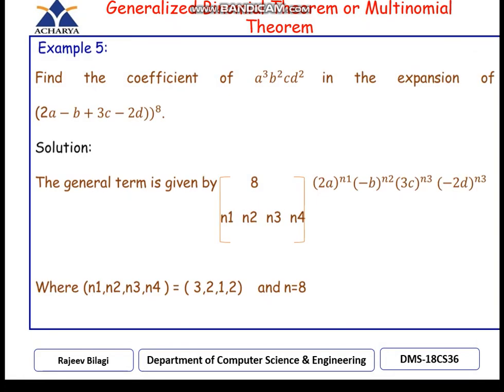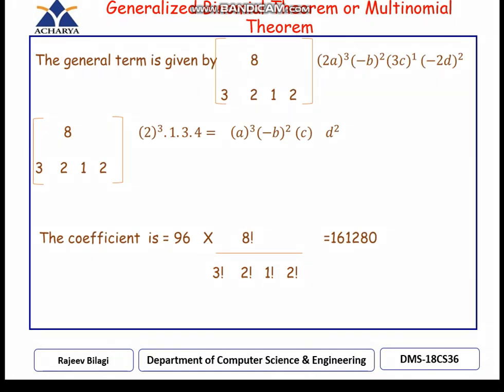Okay, one last problem on this particular topic will be this one. Find the coefficient of this one. In this particular problem, 8 is the total value, and n1 is the same here, 3, 2, 1, 2. You are going to get a is 3, b is 2, c is 1, d is 2. So 2a to the power of n1, minus b to the power of n2, 3c to the power of n3, minus 2d to the power of n4, and this n, whatever value is there, is the same as this n.